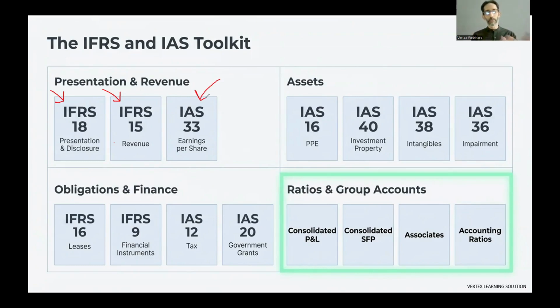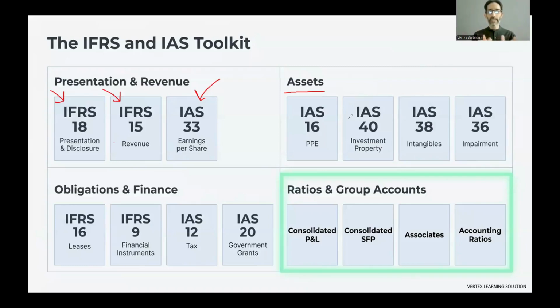Now moving to the assets. The assets are tested mainly through IAS 16. IAS 16 is the main pillar of the building when it comes to assets. You see, every business has assets and every business has to account for them. And every accounting exam will have IAS 16. That is for sure. You cannot take IAS 16 out of an accounting exam, or a financial reporting exam. IAS 16 is so important.